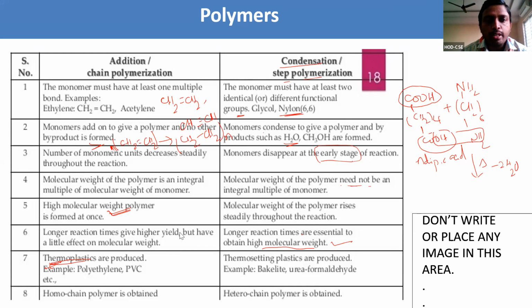Thermoplastics are produced by addition polymerization, and thermosetting plastics are produced by condensation polymerization. Homo chain polymers are obtained here; homo means same chain. By using adipic acid and hexamethylene diamine you get nylon 6,6, which is a different one, a hetero chain polymer. Okay, this is about addition, condensation, and co-polymerization.